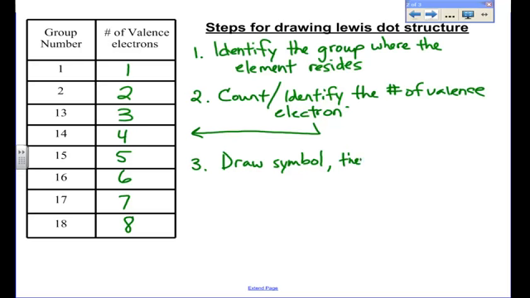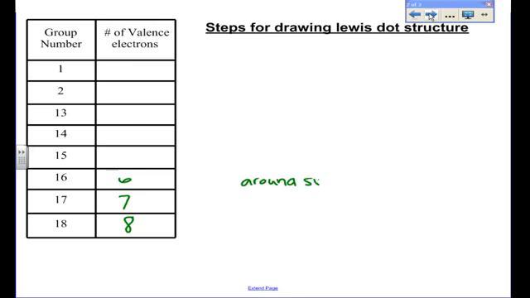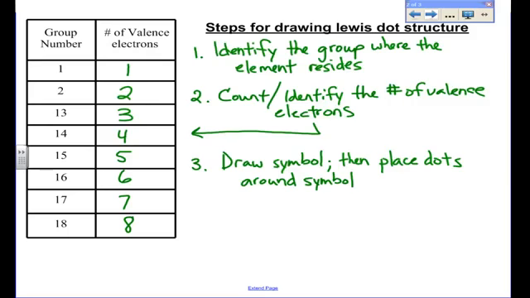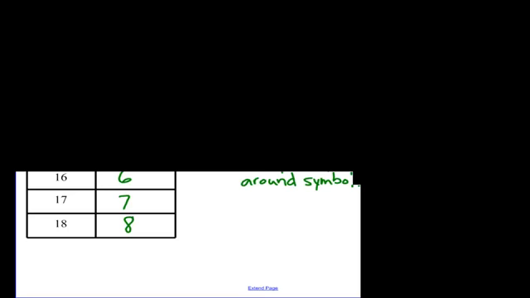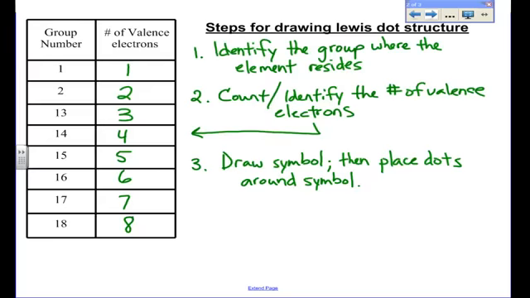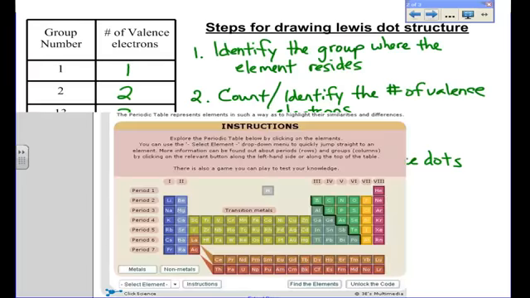Then place dots around the symbol to identify the total valence electrons. Place the dots around the symbol to identify those valence electrons. So let's look at what that would look like. Okay. First off, our first example here is potassium.